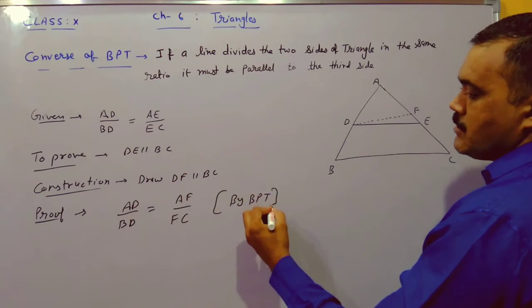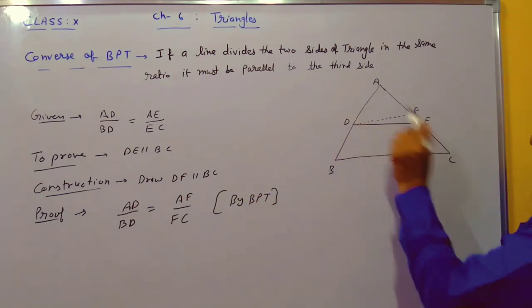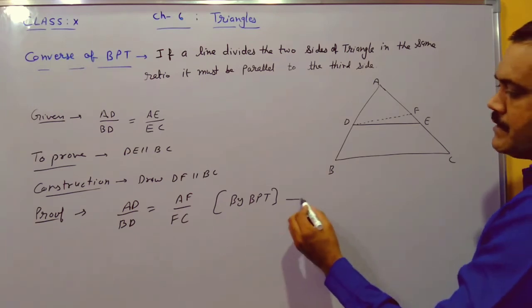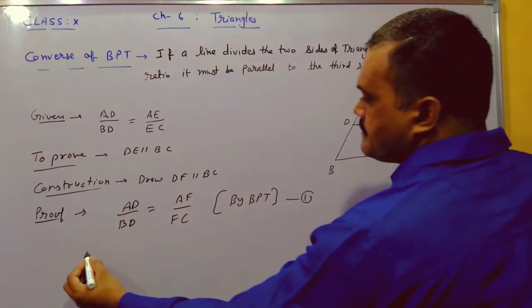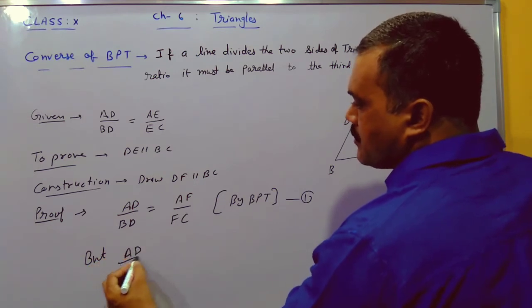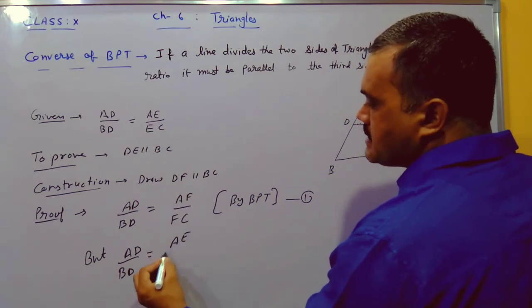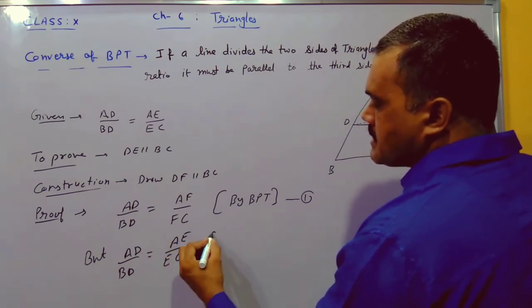We have discussed just now, if a line is parallel to one side, then it divides the two sides in the same ratio. This we have done here. You can give it first, but AD upon BD is equals to AE upon EC.